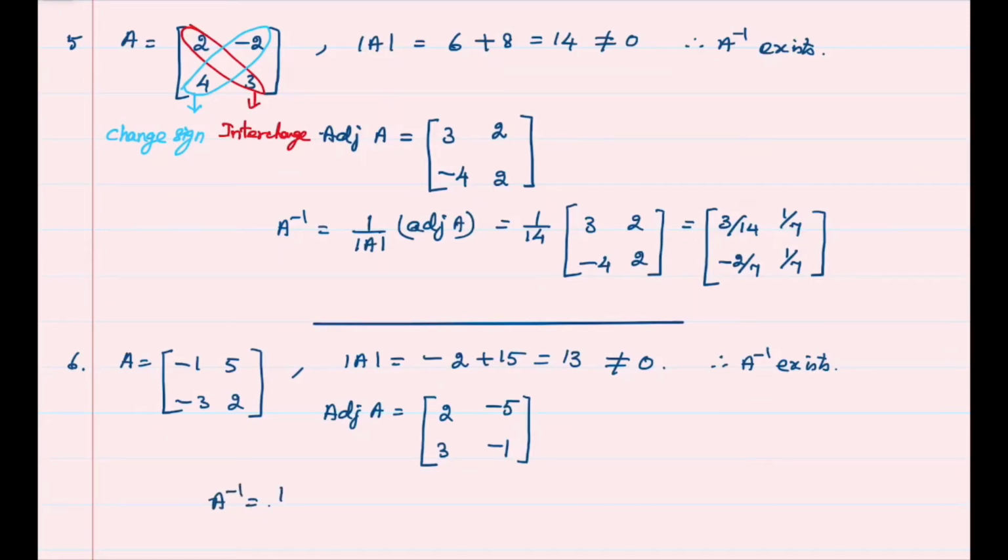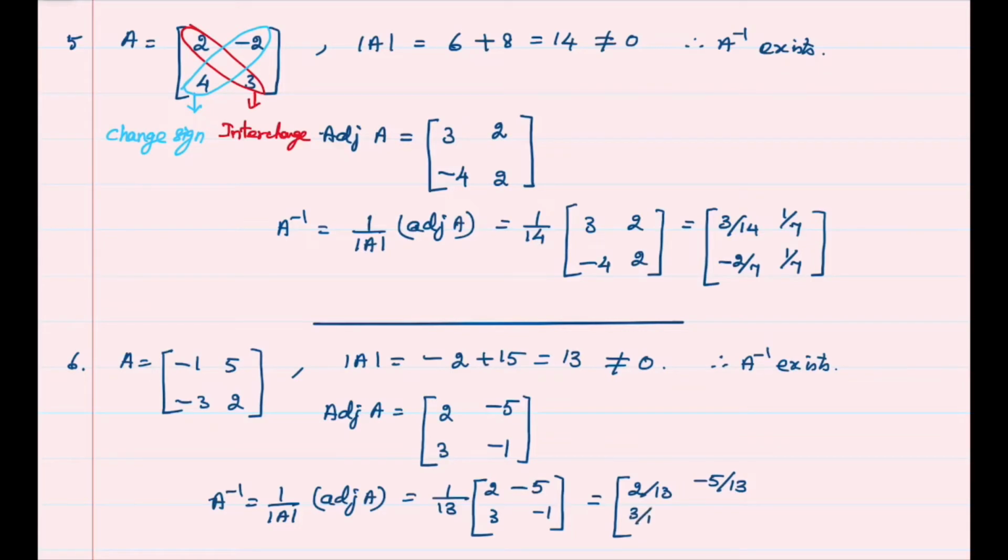A inverse formula is 1 by determinant of A into adjoint of A, 1 by 13 times 2, minus 5, 3, minus 1. We may leave the answer in this form or we can write it as 2 over 13, minus 5 over 13, 3 over 13, minus 1 over 13. Question 7. Now this is a 3 by 3 matrix.